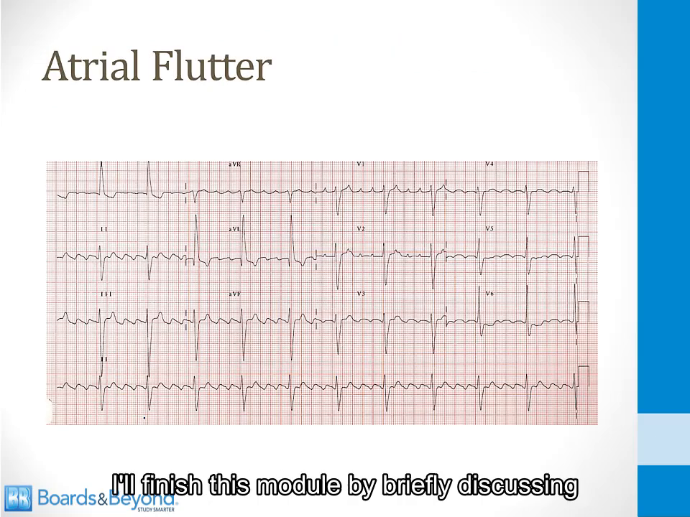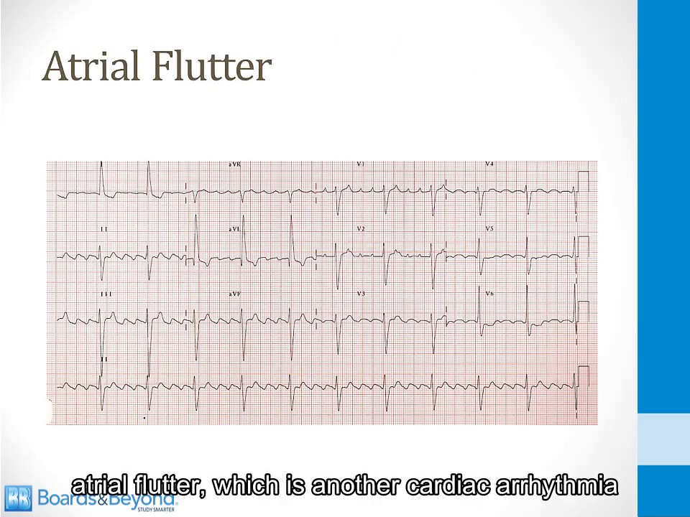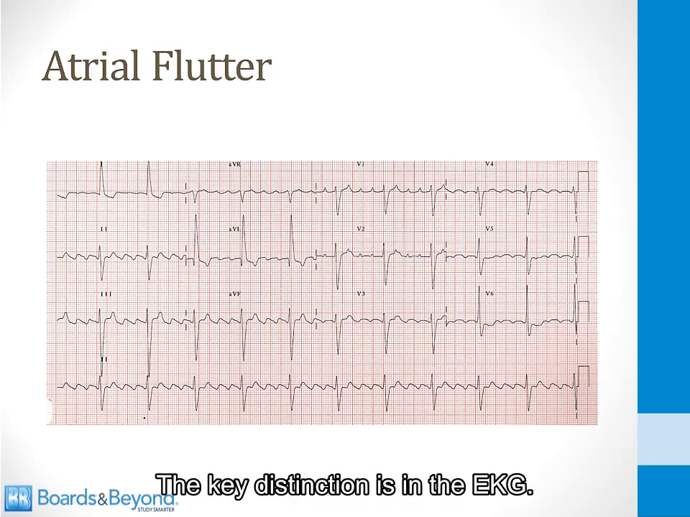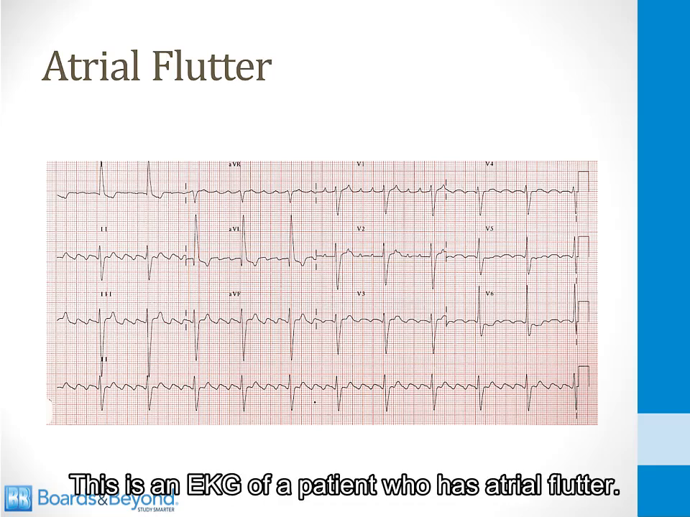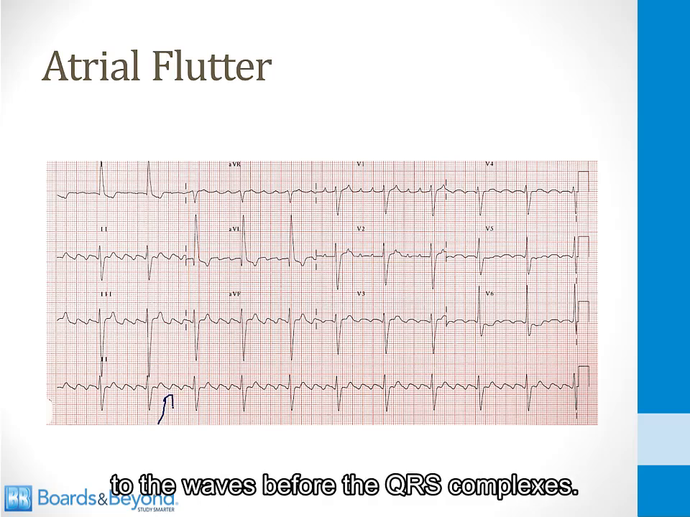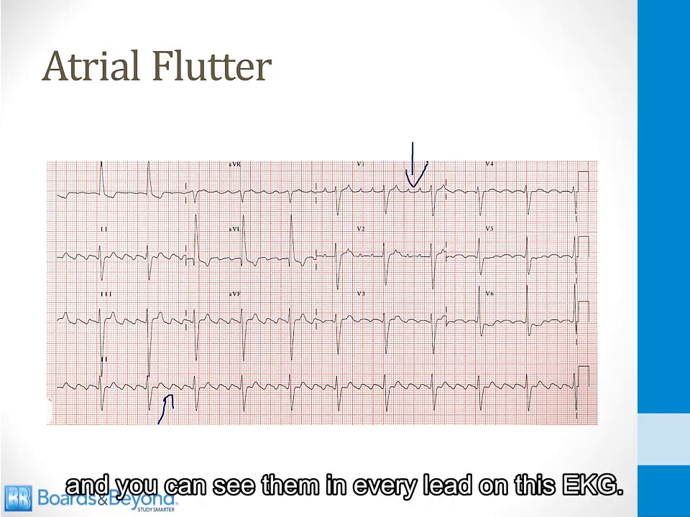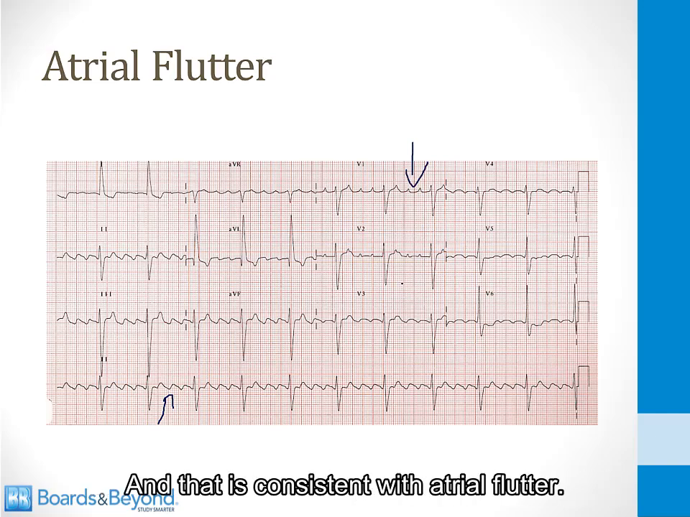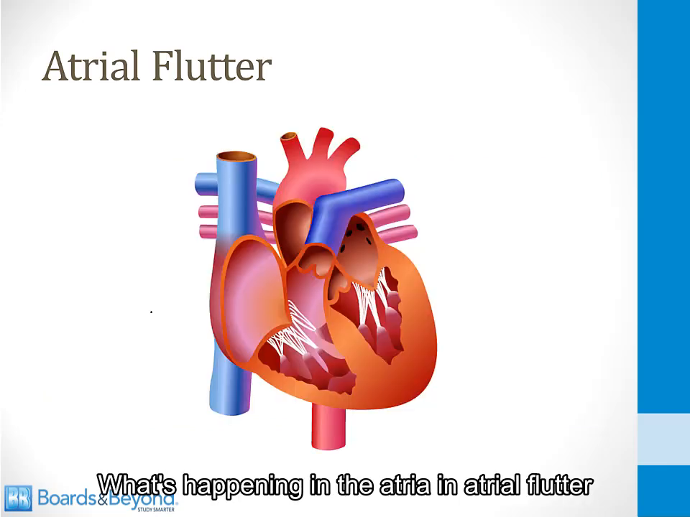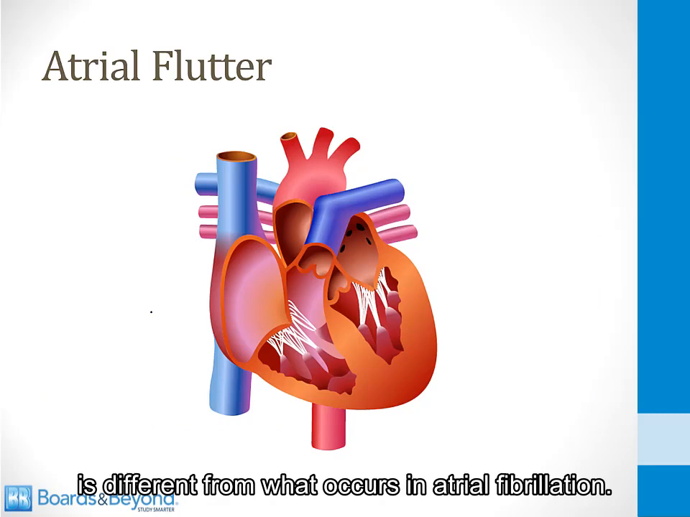I'll finish this module by briefly discussing atrial flutter, which is another cardiac arrhythmia that has many similar symptoms and treatments to atrial fibrillation. The key distinction is in the EKG. This is an EKG of a patient who has atrial flutter. Notice that there is a sawtooth pattern to the waves before the QRS complexes. These are called flutter waves, and you can see them in every lead on this EKG, and that is consistent with atrial flutter. What's happening in the atria in atrial flutter is different from what occurs in atrial fibrillation.